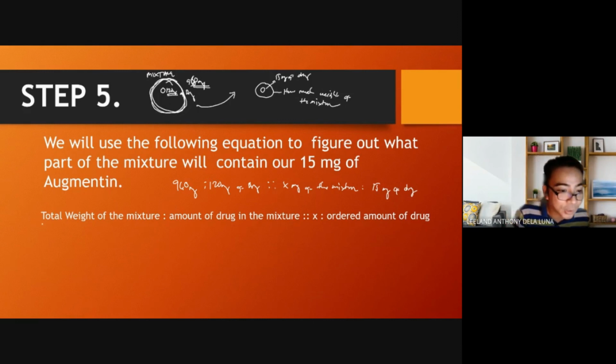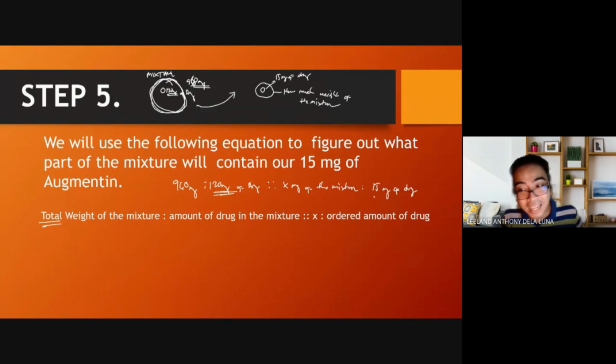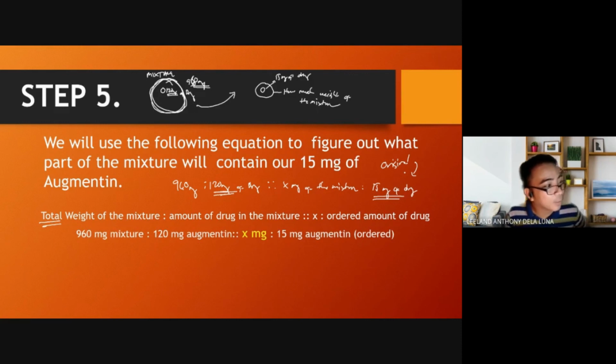So, the total weight is 960. Okay, so 960 milligrams contains 120 milligrams of the drug. Right? So therefore, X, how much of the 960 milligrams will give me 15 milligrams of drug? Because this is the original I required. Okay? Alright. So by doing ratio and proportion, I've set it up. So 960 milligrams of the mixture is to 120 milligrams of Augmentin. That's what we did earlier. We mixed it, right? So therefore, how much of this total mixture would give me 15 milligrams of Augmentin? Because this is the original that was ordered.